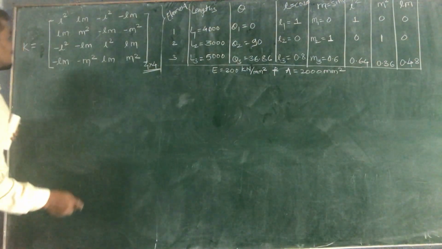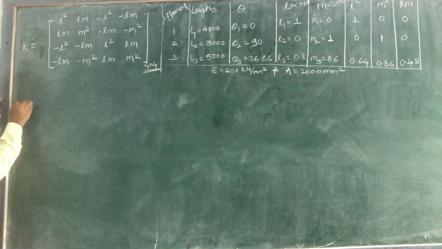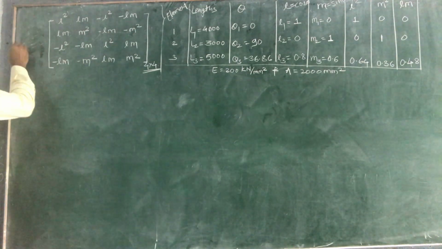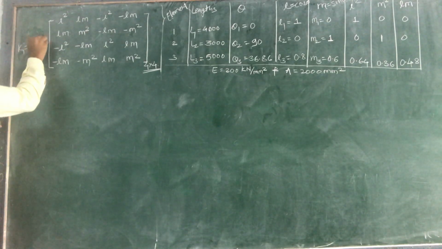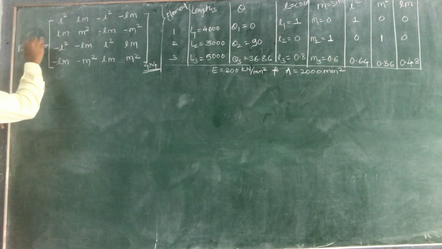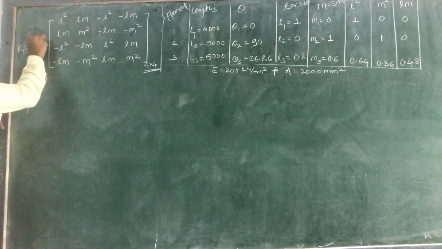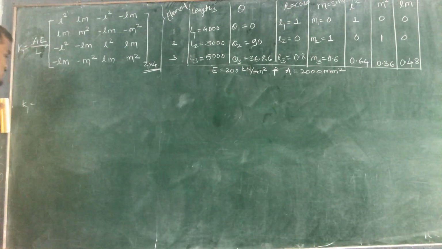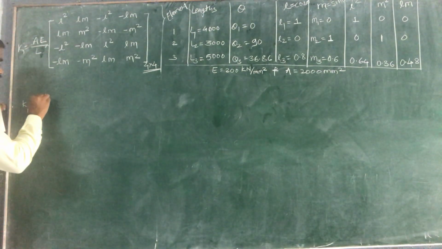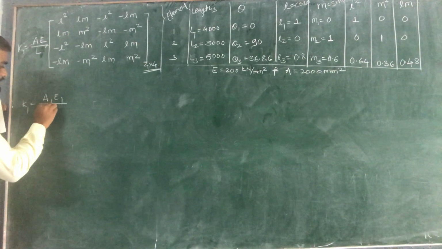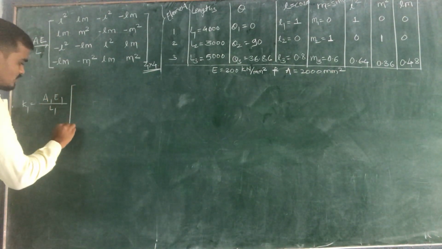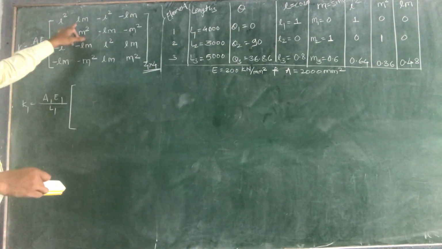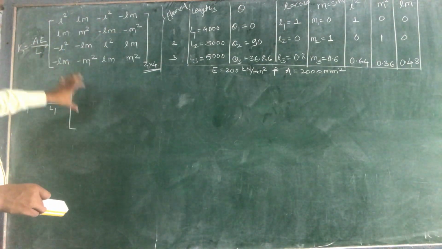So K1 will be A by L into this matrix. You will get the first elemental stiffness matrix, which means A1 E1 by L1 into this matrix. Now we need to place the L square, Lm, minus L square, minus Lm values in this matrix.